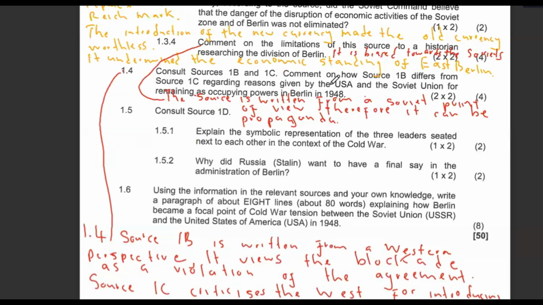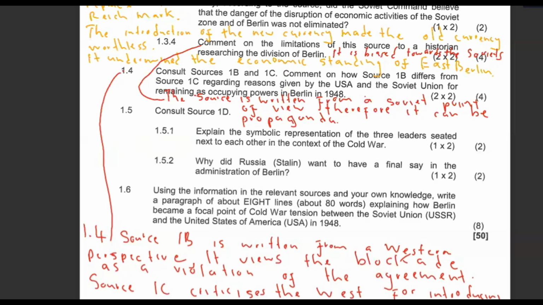Consult sources 1A and B, comment on how they differ regarding the reasons given by the USA and the Soviet Union for remaining as occupying powers. All right, so let's go to the next one. The next question will be 1.5.1. Explain the symbolic representation of these three powers seated next to each other.